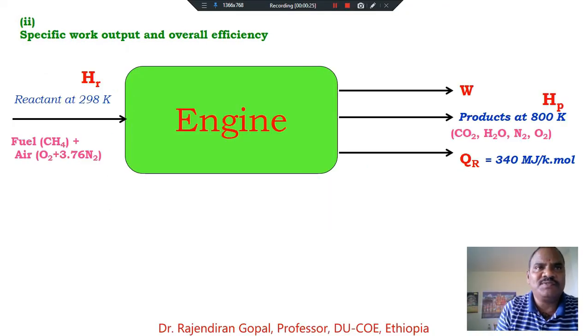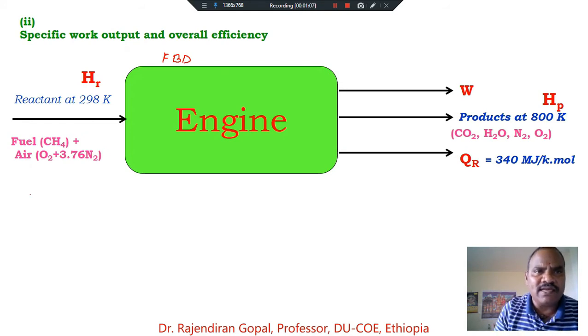The second question is specific work output and overall efficiency. Now, write down the engine free body diagram. The fuel and the air enter the engine as reactants at a temperature of 298 Kelvin. It will be producing work W and leaving the products at 800 Kelvin. These products are CO2, H2O, N2 and O2. In addition, there is a heat rejection to the coolant of 340 megajoule per kilomole.